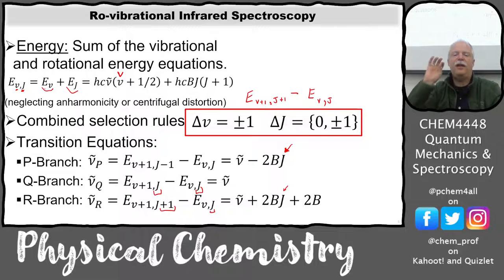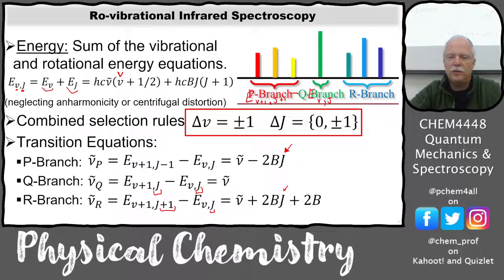So these are the three equations you have for the P branch, the Q branch, and the R branch. And it shows you that the Q branch shows up right on the vibrational frequency difference. So here's what we have. Let me erase my marks. Just from the previous slide, you saw that.